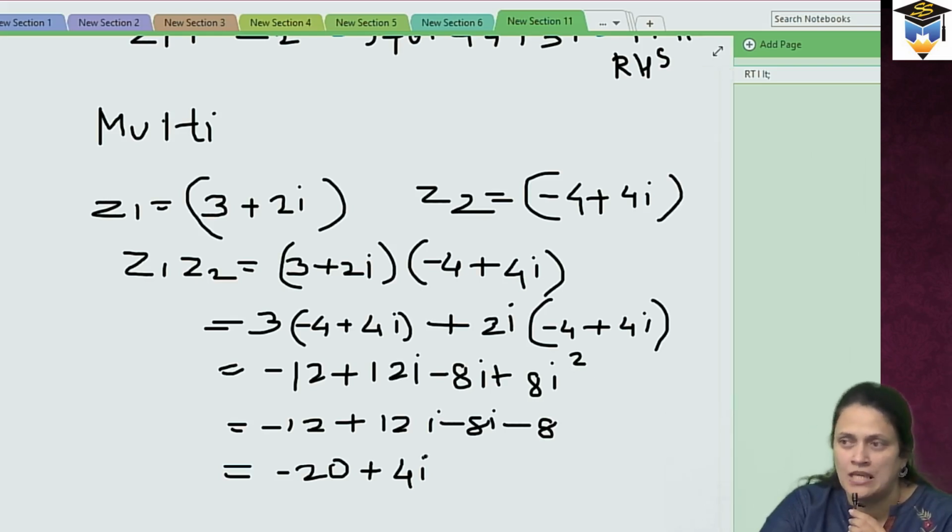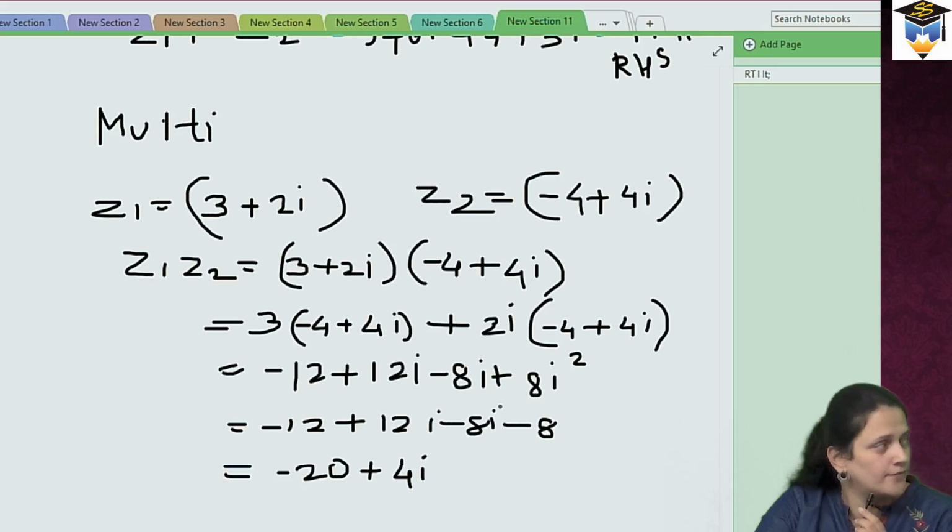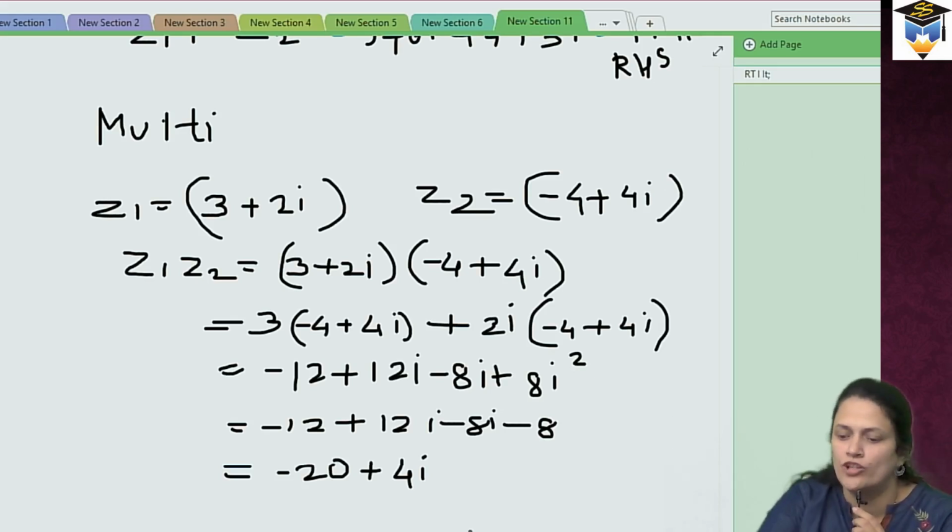Just as we do normal algebra multiplication, 2x plus 4 into 3z minus 4, same way, binomial multiplication, same way we are going to do for this part, complex numbers multiplication, z1 into z2. Understood all of you? Any doubts?